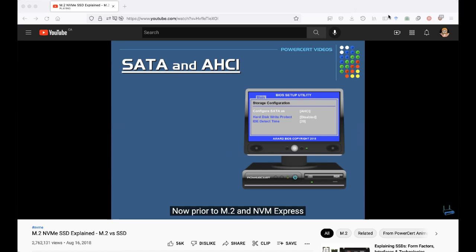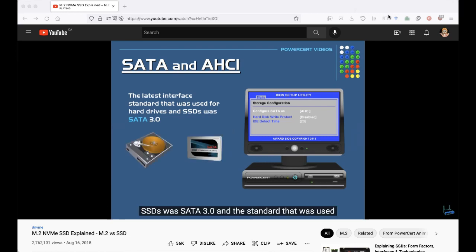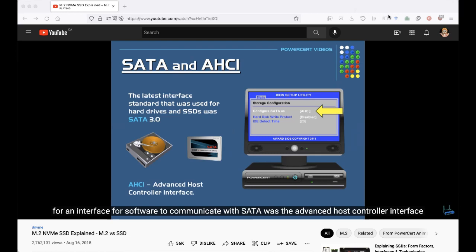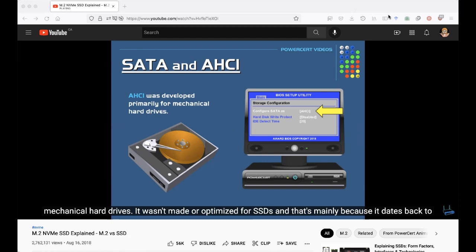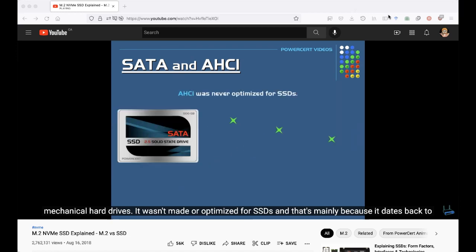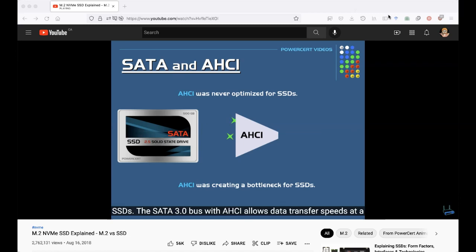Now, prior to M.2 and NVM Express, the latest interface standard that was widely used for hard drives and SSDs was SATA 3.0. And the standard that was used for an interface for software to communicate with SATA was the Advanced Host Controller Interface, which is better known as AHCI. Now, AHCI was developed primarily for mechanical hard drives. It wasn't made or optimized for SSDs, and that's mainly because it dates back to 2004. So it was creating a bottleneck for today's SSDs.